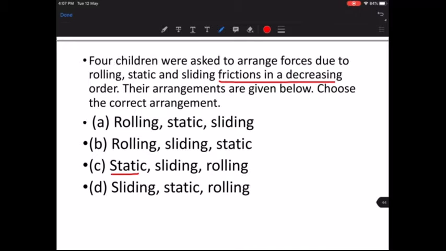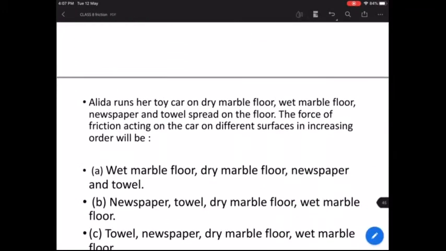So do we have that option here? Static, sliding and rolling. So option C. Yes, Ayush, it is option C, which is the right answer. The largest friction is static because everything is stationary, right? So that is the correct answer.